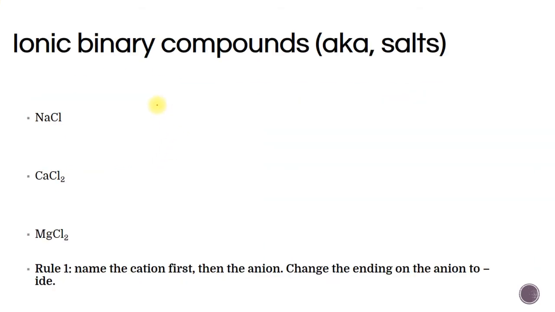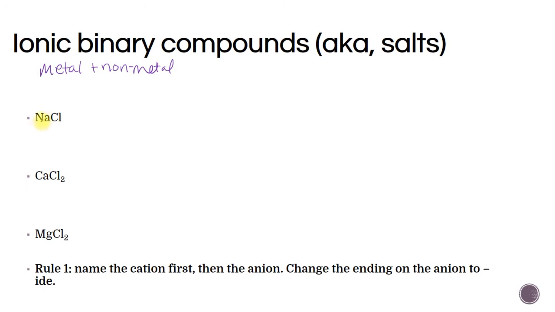Okay, so that was covalent compounds, and now we're going to talk about ionic compounds. So ionic compounds are usually a metal and a nonmetal. Okay, we call these salts also, ionic salts. So the word salt, like table salt, comes from chemistry. That's a chemical word. So here's table salt, NaCl.